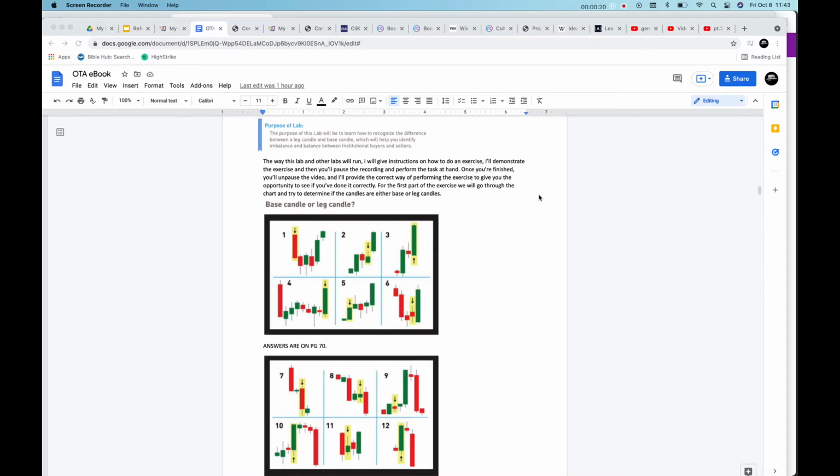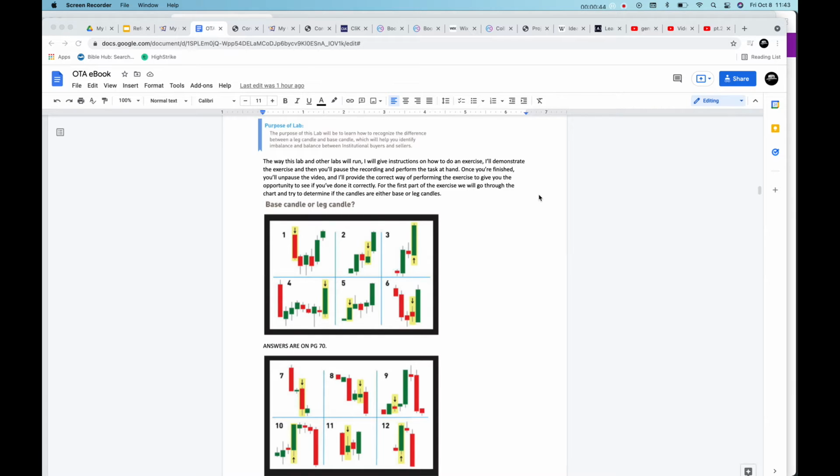Now, the way this lab and other labs will run, I will give you instructions on how to do an exercise. I'll demonstrate the exercise, and then you'll pause the recording and perform the task at hand. Once you're finished, you'll unpause the video, and I'll provide the correct way of performing the exercise to give you the opportunity to see if you've done it correctly.